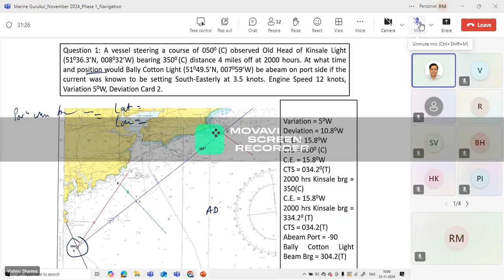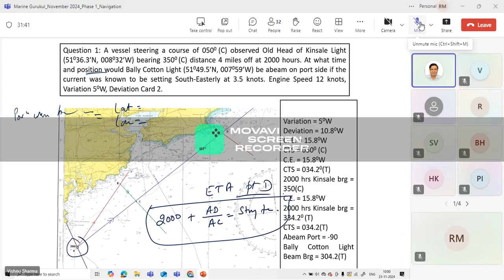So you can measure AC, measure AD. You divide, and this gives you the steaming time to a beam position. And when I add this time to 2000 hours, my departure time, I'll get my ETA at point D. Yes or no, beta? Am I right? Yes, sir. Correct. And that completes the question. And we have learned, not learned actually, we have revised quite a few things here.